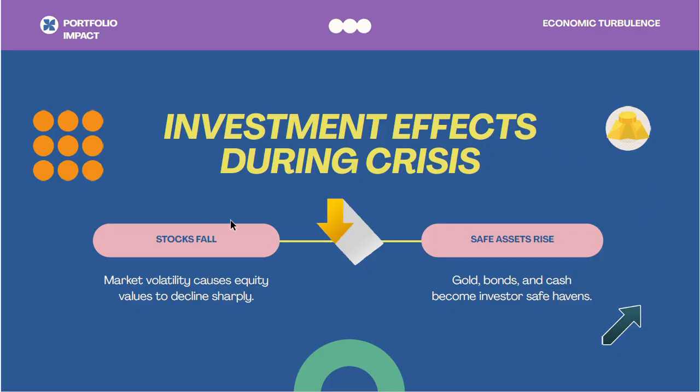So, investment effects during crisis. What happens? The portfolio impact. Let us see. A portfolio includes stocks, bonds, commodities. During a crisis, risky assets fall and safe assets rise. Stocks fall because stocks are risky. Market volatility causes equity values to decline sharply, and safe assets rise. Safe assets, meaning gold, bonds and cash, become investor safe havens.